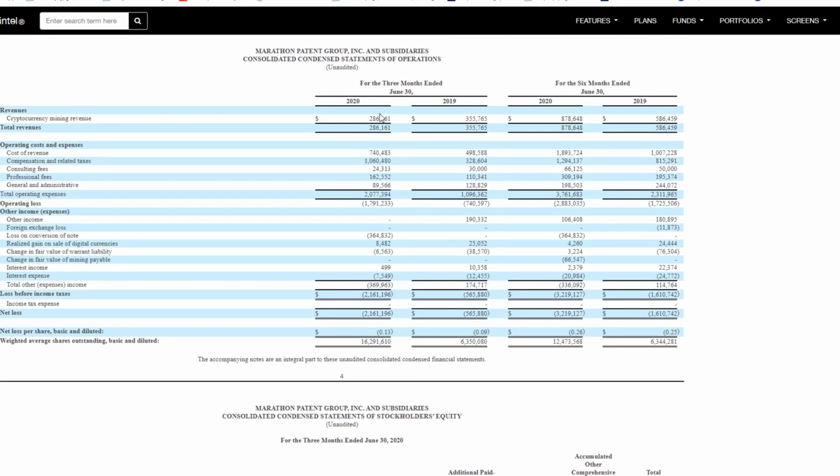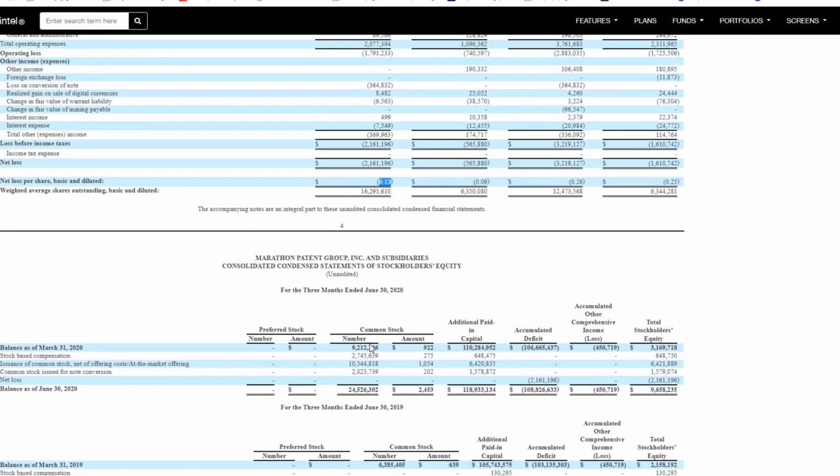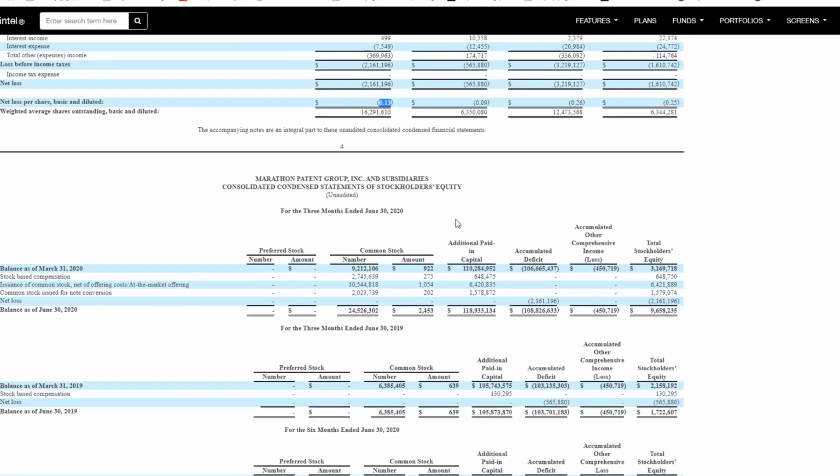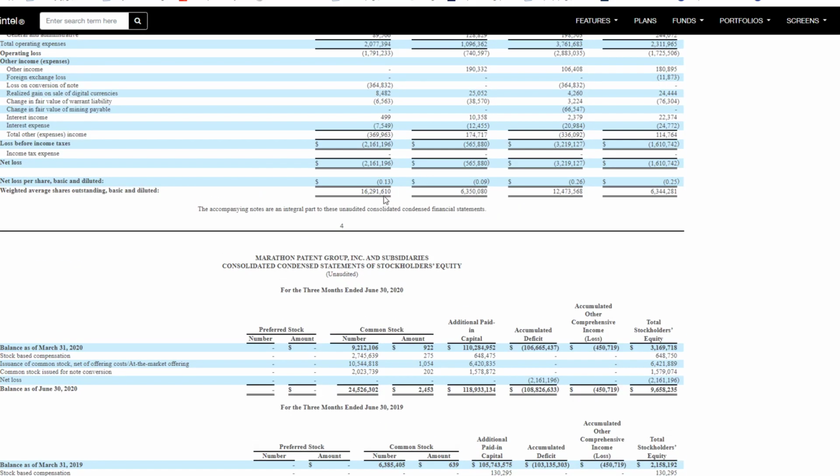From revenues, you get to see a little bit of decrease in revenue from cryptocurrency mining revenue. And we're seeing a little bit of a higher operating loss. So when it comes down to where the net loss is, you're seeing a bit higher losses, 2.1 million compared to 565,000. An increase of a net loss from 0.13 diluted compared to 0.09. That's based on the amount of shares, and they do have the shares increased around 3 times, almost 3 times.